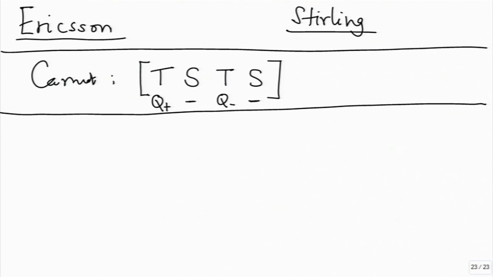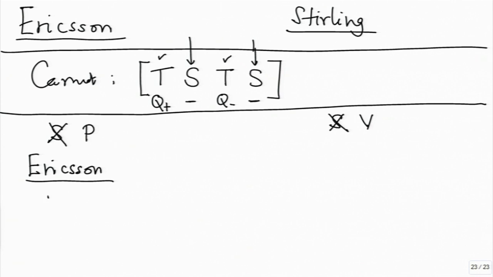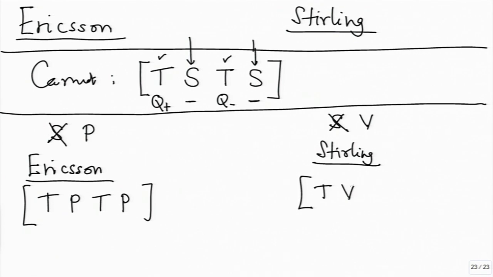In the Ericsson cycle, what we do is we maintain these two isothermal heat absorption and isothermal heat rejection processes. But the two isentropic processes are replaced by constant pressure processes in case of the Ericsson cycle, and constant volume processes in case of the Stirling cycle. So, the Ericsson cycle in our nomenclature in principle becomes a TPTP cycle. And the Stirling cycle with this nomenclature will become a TVTV cycle.